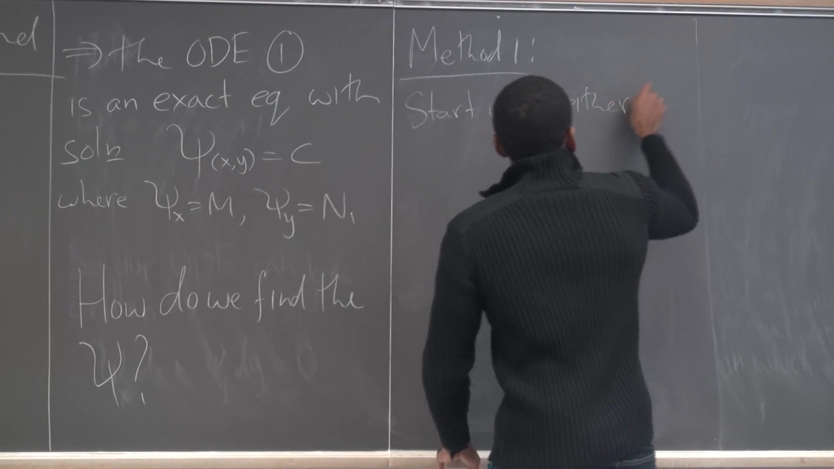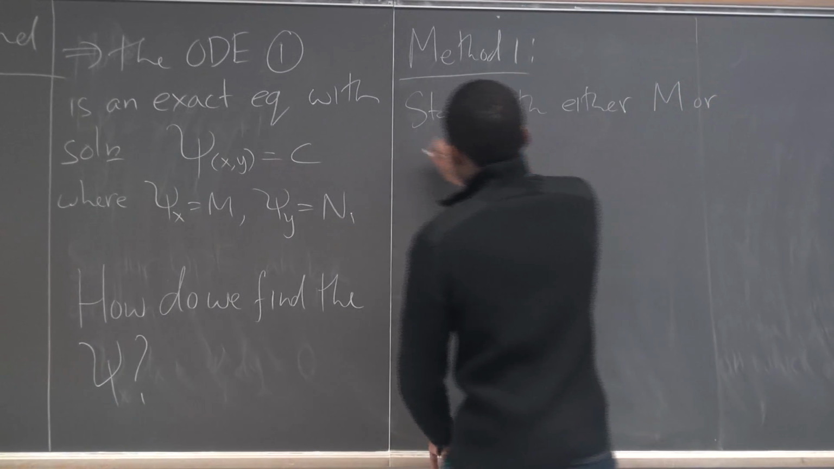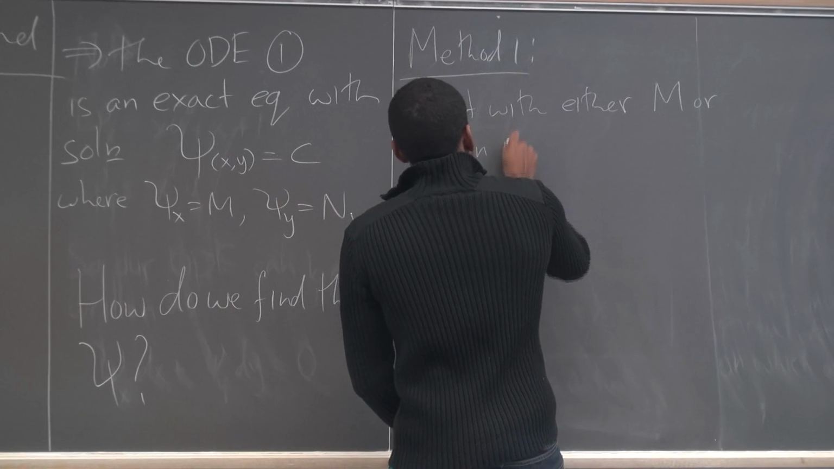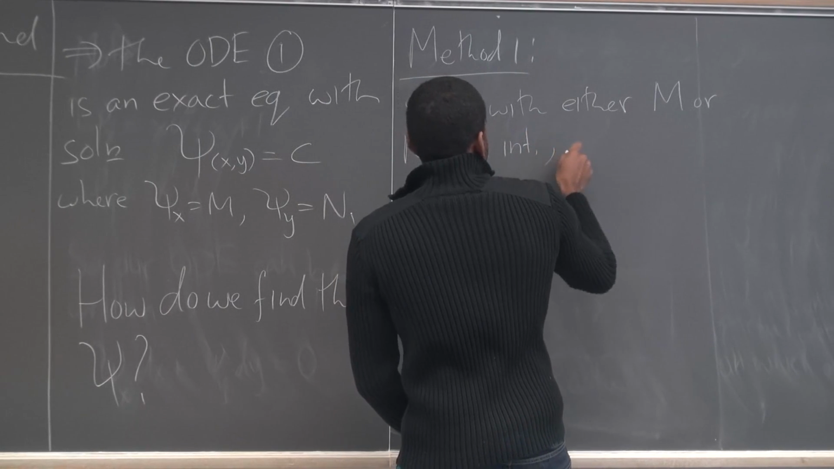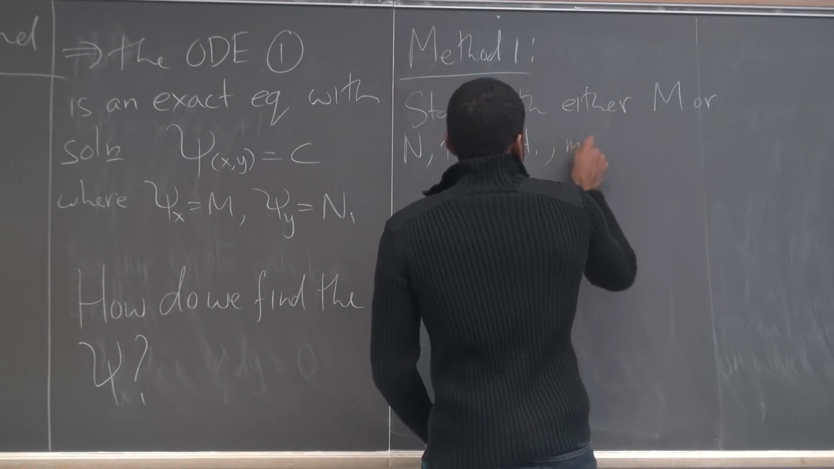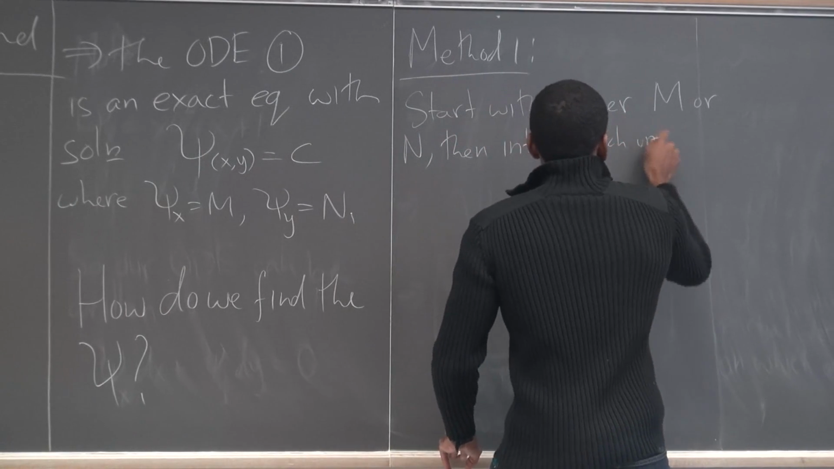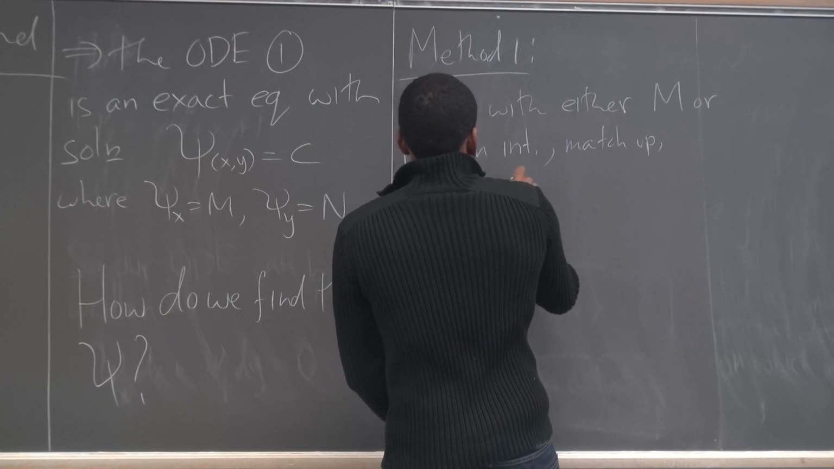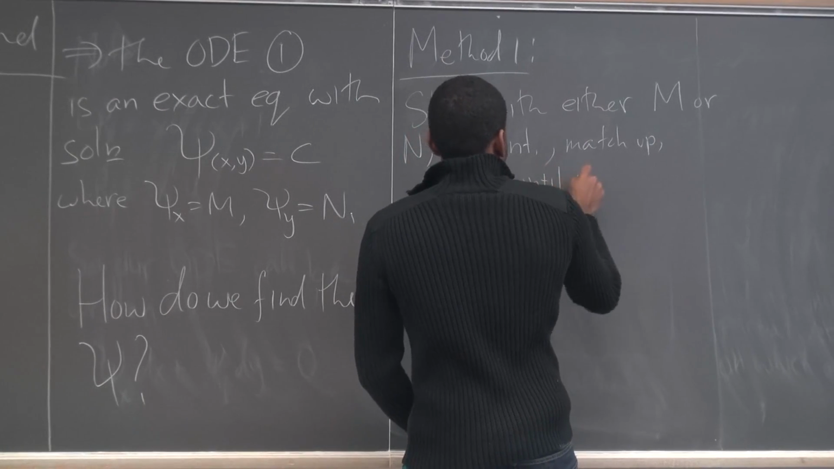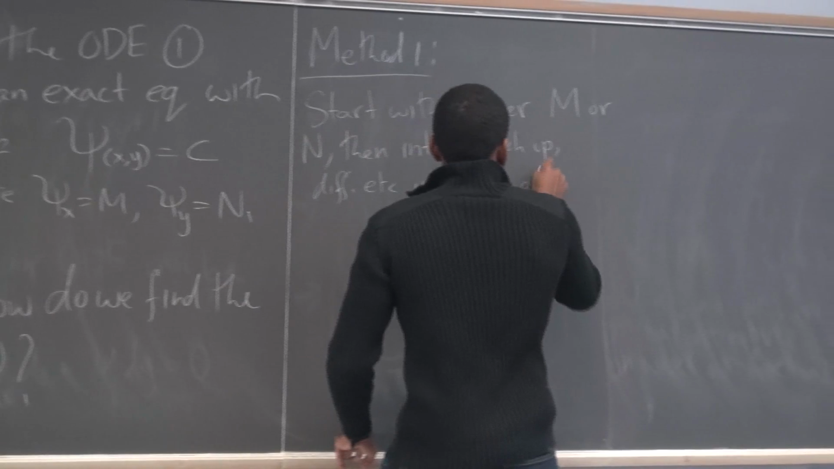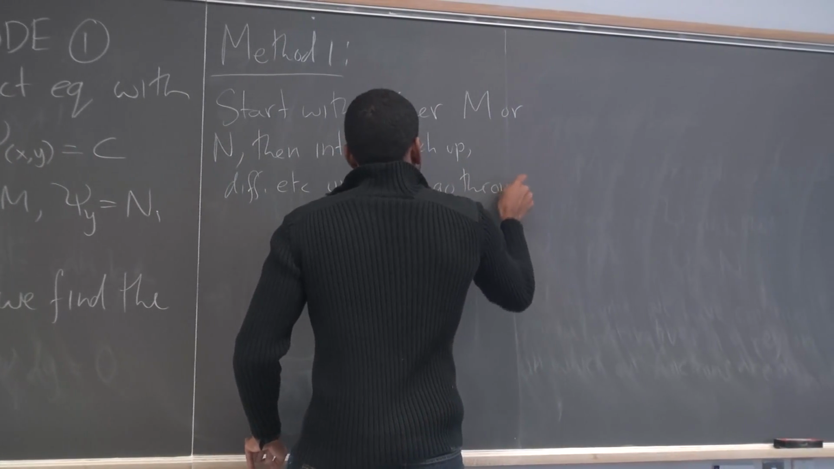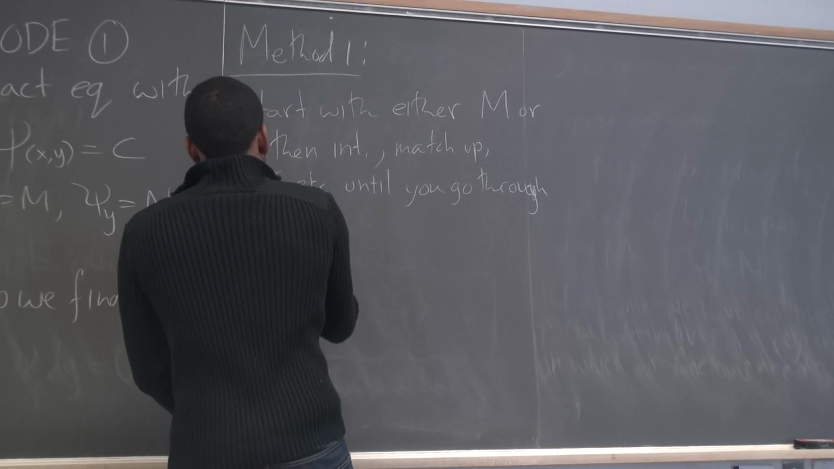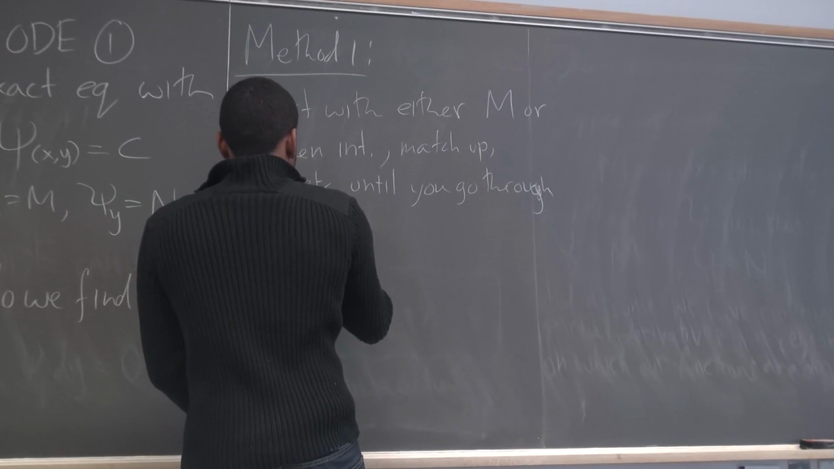either M or N. Then integrate, match up, differentiate, etc. until you go through all partials. I'm going to write this down more concisely.